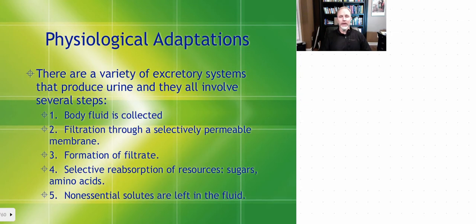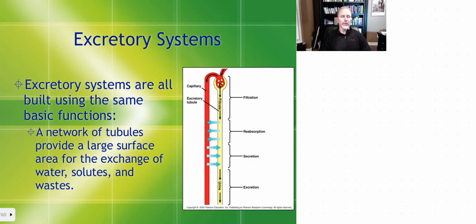So there's a variety of excretory systems that really all involve the same types of steps. They're going to collect the body fluids. They're going to filter this fluid that's being collected through a semi-permeable type of membrane, forming the filtrate. And then that filtrate is going to have the good stuff pulled out and the bad stuff you're going to get rid of. And then any non-essential or excess nutrients that you've taken in, as well as the bad stuff, that's going to be left in the fluid and excreted from the body. So your excretory systems are really built on the same basic function.